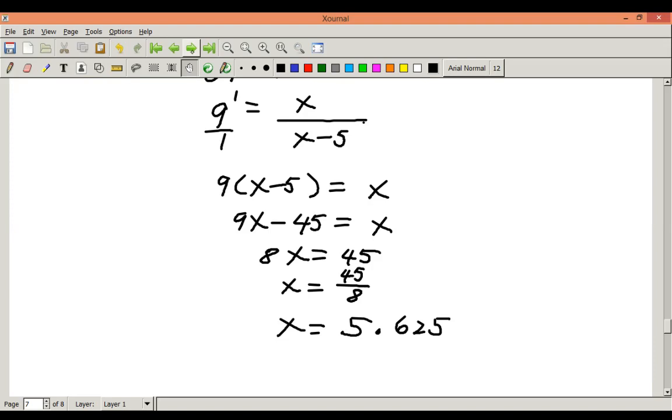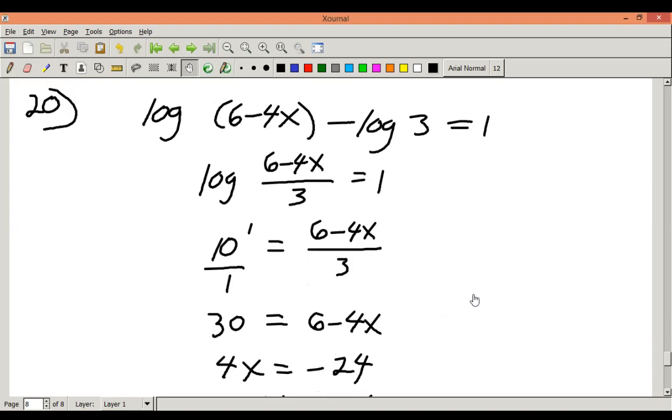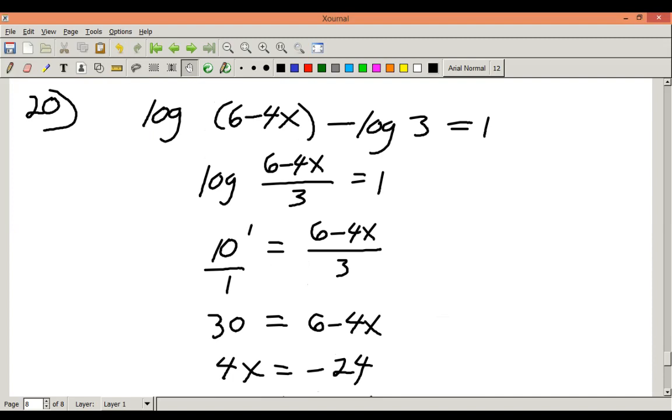Okay, moving right along here. Last but not least is number 20. So again, we have that difference of logs. Two log terms are subtracted, so we're going to condense them into a single log using the log of a quotient property. And so we're using base 10. Notice that there is no base given, so it's base 10. So we're going to write that as log base 10 of 6 minus 4x over 3 equals 1. We got it condensed into a single log, so now let's change that into exponential form.